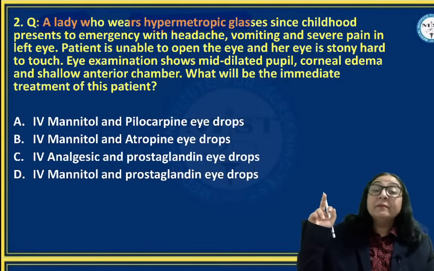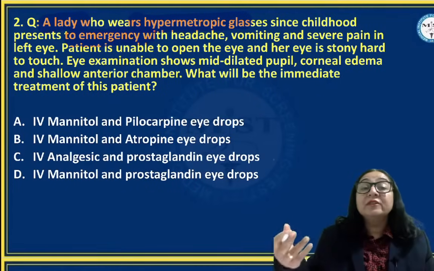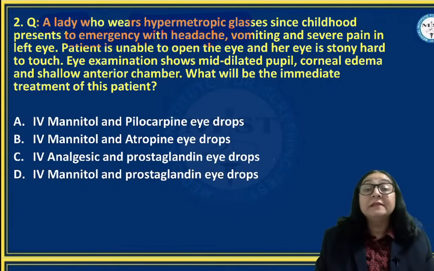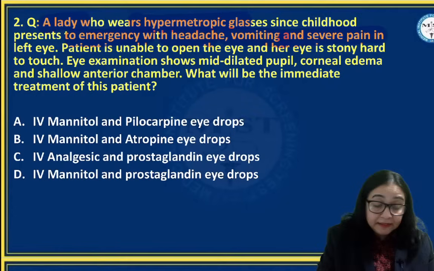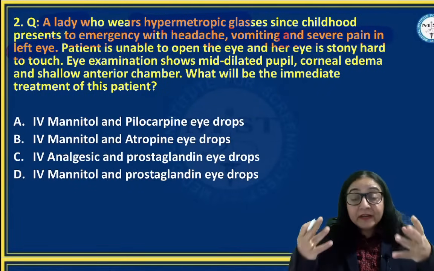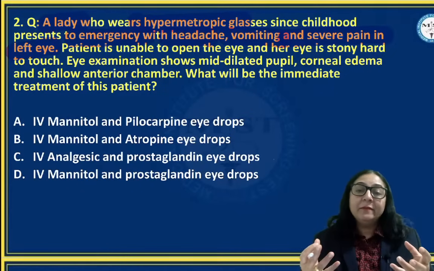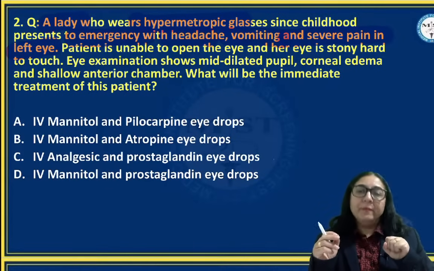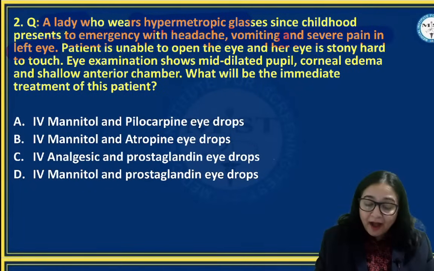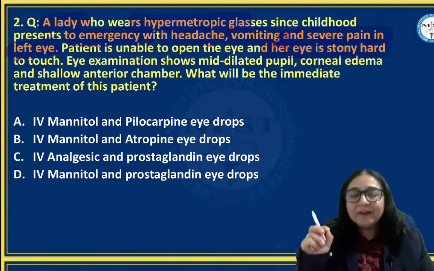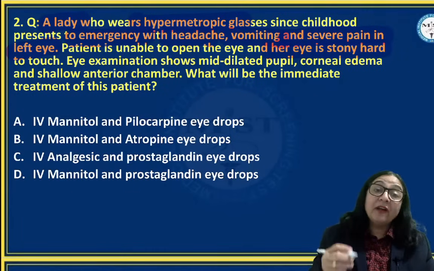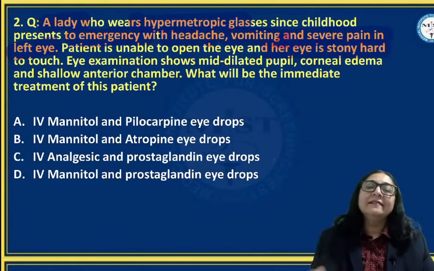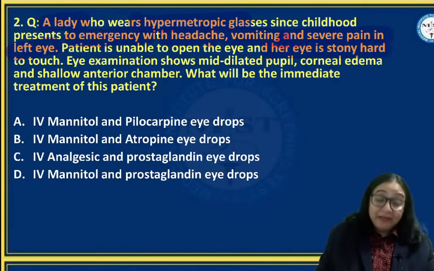Okay, patient is presenting to emergency, so it's an acute condition. And what are the symptoms? She is having headache, vomiting, severe pain in the left eye. So severe pain, headache, vomiting, acutely presenting. Patient is unable to open the eye, means there is photophobia, and the eye is stony, hard to touch. Okay, so every word is important, beta. Stony, hard to touch eye means the pressure is so high that our eye is feeling as hard as a stone.